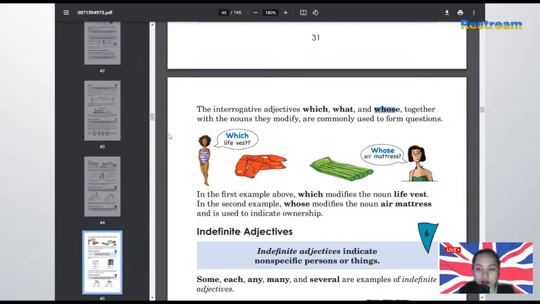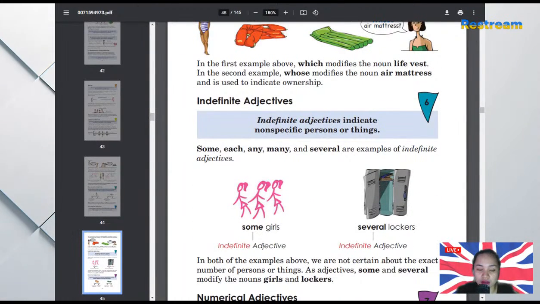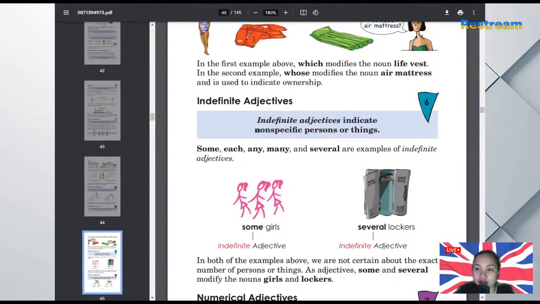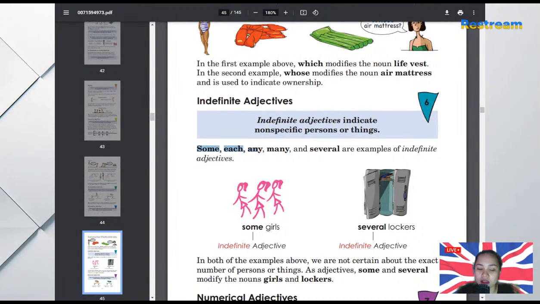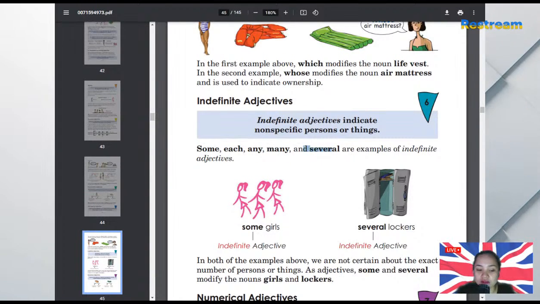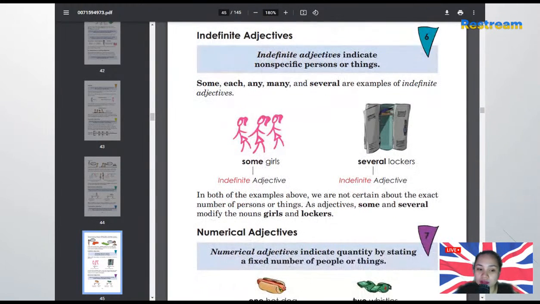And we also discussed the indefinite adjectives. Remember, this is an adjective that indicates non-specific persons or things. We use indefinite adjectives like some, each, any, many, and several. We use these to modify the noun. For example, some girls. The indefinite adjective here is some, and it modifies the noun girls. Girls is plural, right?